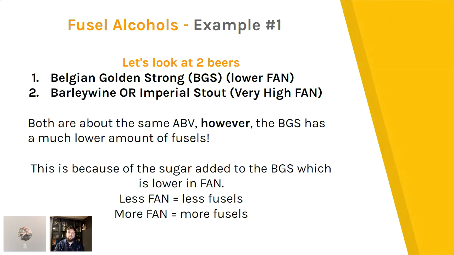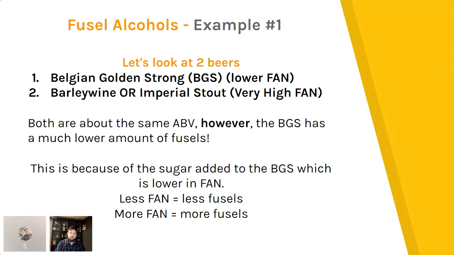Less FAN equals less fusels. Belgian Golden Strong has a lower FAN content. Therefore, it's going to produce less fusel alcohols via the catabolic pathway. Barley wines and imperial stouts have more FAN. Therefore, they're going to produce more fusels. We can break it down as simple as that.